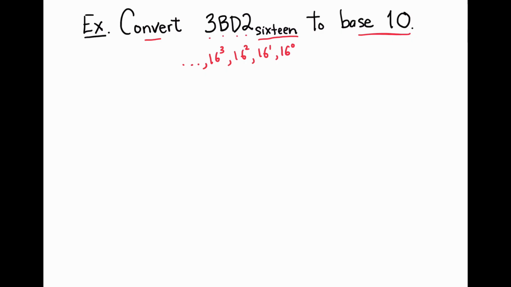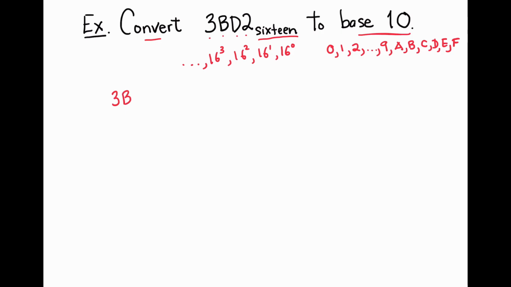And how do we write numbers from 0 to 15? We write those using our normal numerals, 0, 1, 2, 3, etc., all the way to 9. But once we get to 10, we don't want to confuse it with the 1 and the 0 we already have, so we use A, B, C, D, E, and F. Okay, so let's start with our expanded form.